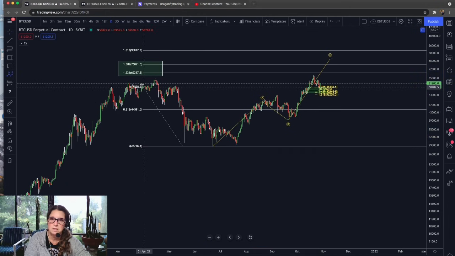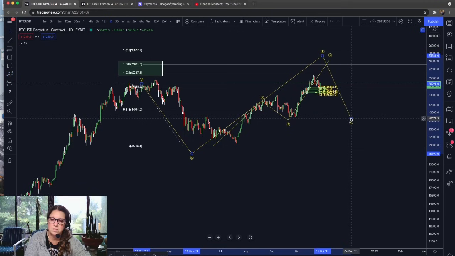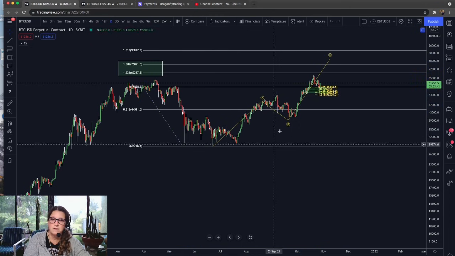So basically, it would turn into A. This would all be B. And then we would come down for a C that's either a running flat that does not break the A, or it would be a little more bearish and we'd break the A and come deeper. I'm more leaning that if this happens, we would create the running flat. But let's wait till we get there, because this correction could not even happen. Have to put it out there though, because it is on the table.